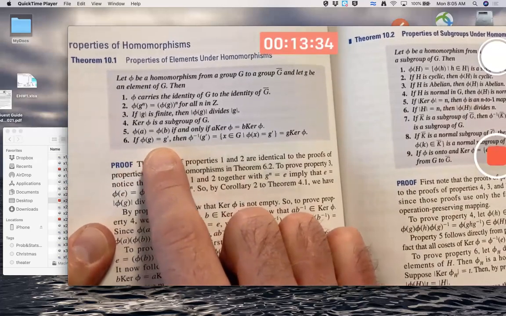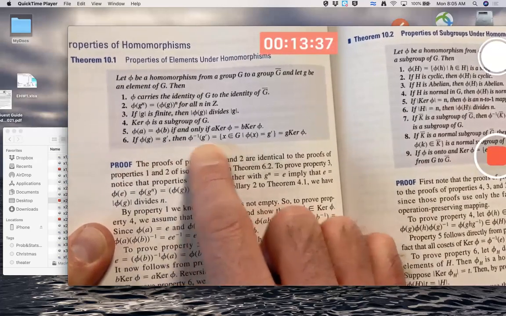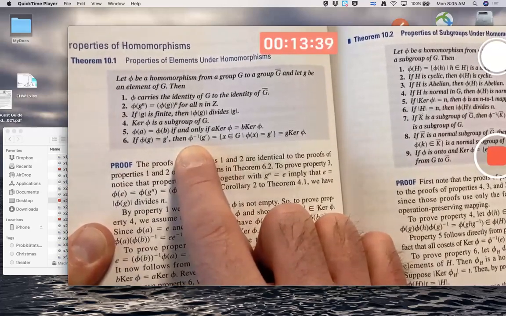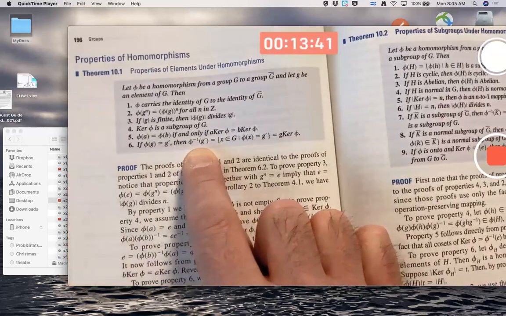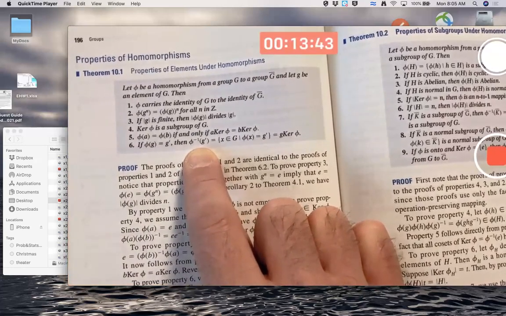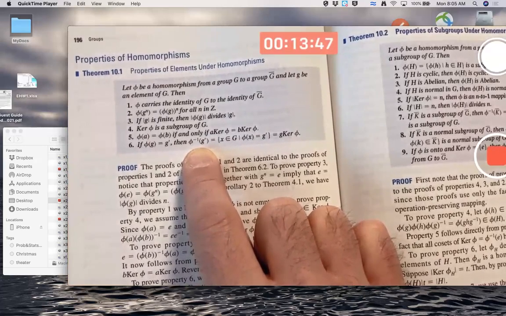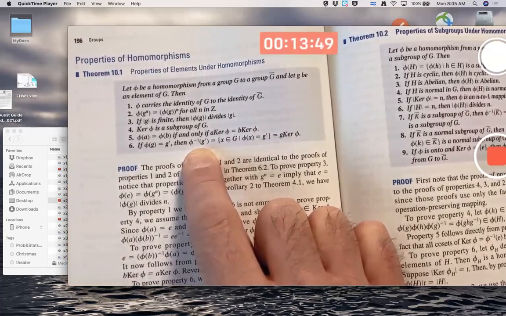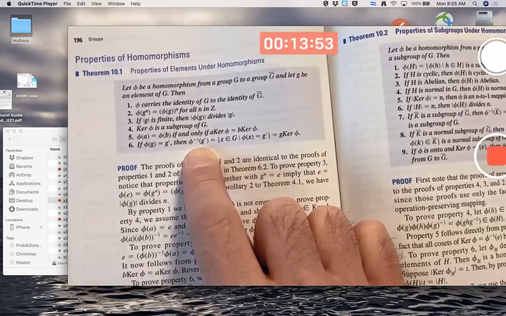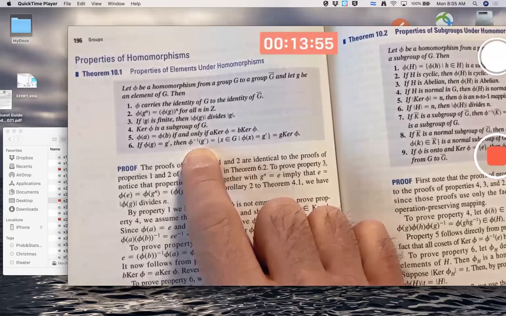If phi of g equals g prime, then what's this? Is that the inverse of phi applied to g prime? Well, wait a minute. Is phi being assumed to be 1-to-1 here? Those are kind of trick questions. Phi is not assumed to be 1-to-1 here. And phi inverse, in spite of the fact that it seems to be written here, is not assumed to exist.